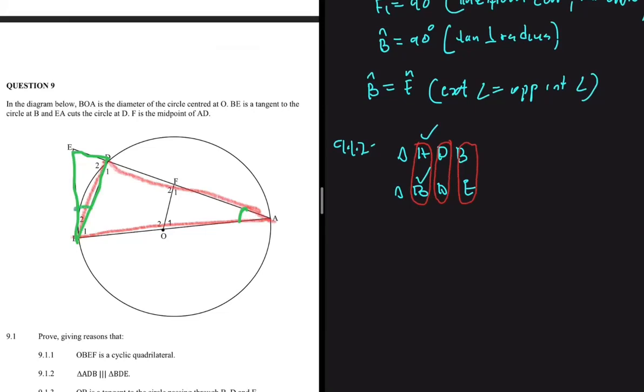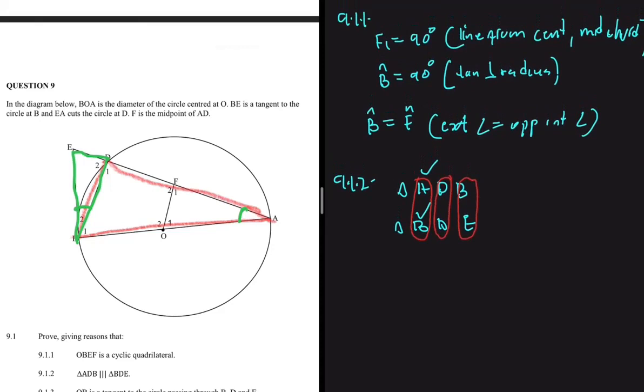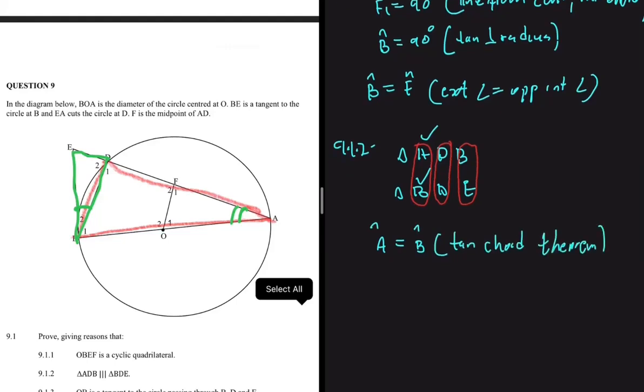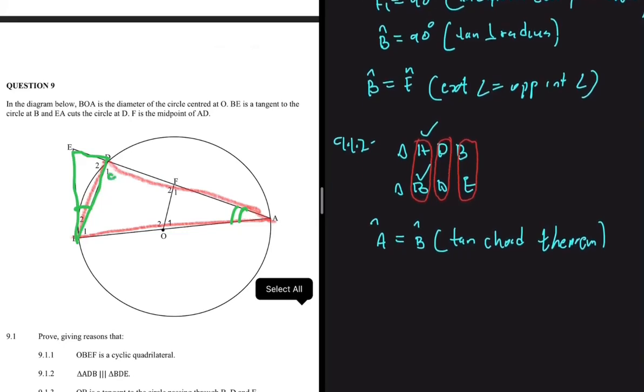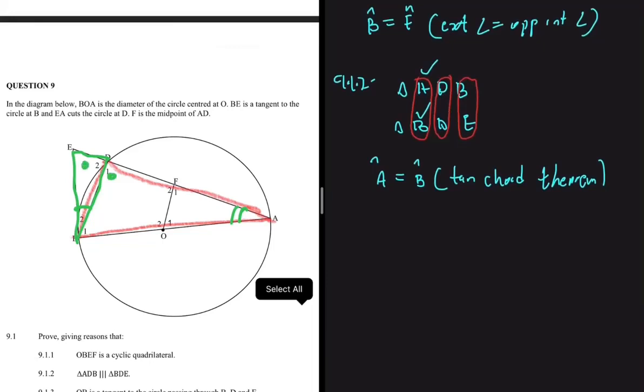So let's go to our keywords and see which keyword we can use. You can already see that we're going to use the tangent, right? Because EB is a tangent and BD subtends angle A, right? So already here we can say that angle A is equal to angle B. And why are we saying that? This is because of the tan chord theorem, right? And now we can go ahead and see that angle D in triangle ADB is equal to angle D in triangle BDE. So we're saying that this angle here should be equal to this angle here, right?